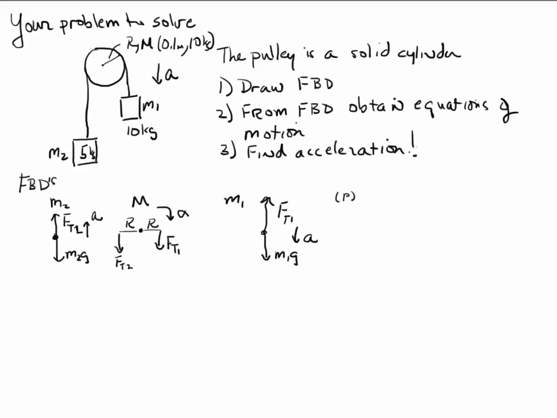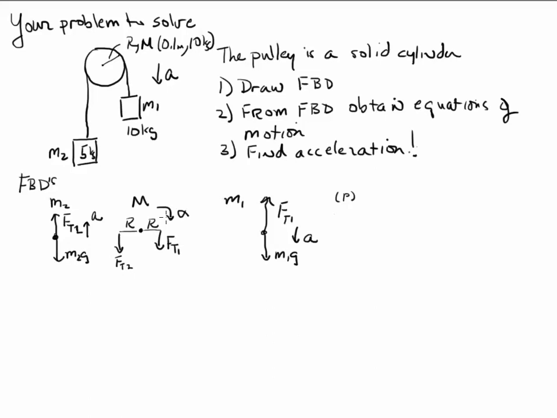Assuming that you have paused the video and worked out the problem yourself, the first thing I want to do is go over the free body diagrams. And we see here that for mass 2, we have the force of tension T2 in the upward direction, in the direction of the anticipated acceleration, and the force of gravity m2g.